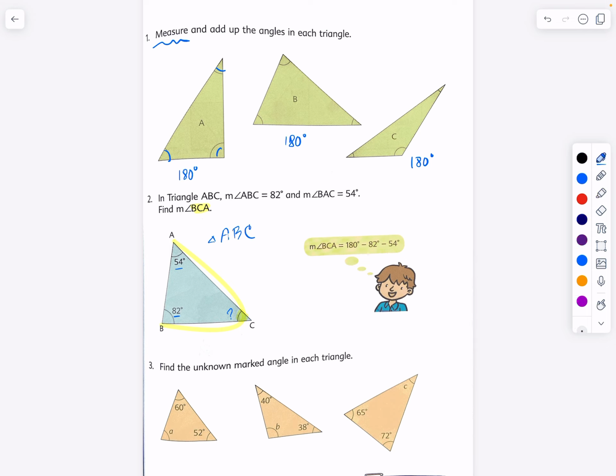Well, we find the missing part. In mathematics, in order to find the missing part, we use subtraction. We take away 82, we take away 54. And I will let you do the math independently because this math is quite simple.